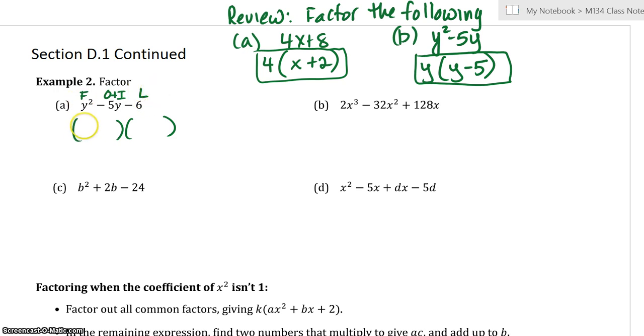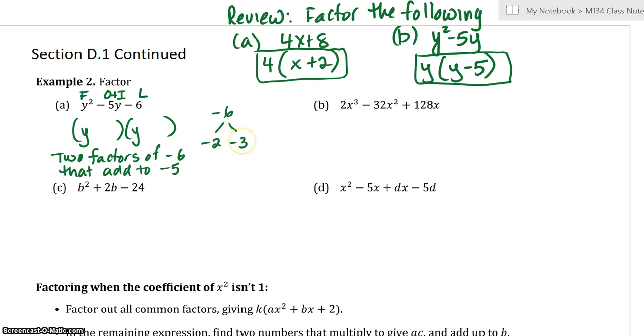So the first better be y squared. So this is going to be a y and a y. And then we have that 6 there. So you think of 2 factors of 6 that combine to the middle. So we want 2 factors of negative 6 that add up to negative 5. That's how you get the outer and the inner with the last. So you would think to yourself, oh, I know it's going to be negative 2 and negative 3. Oh, that makes negative 5.